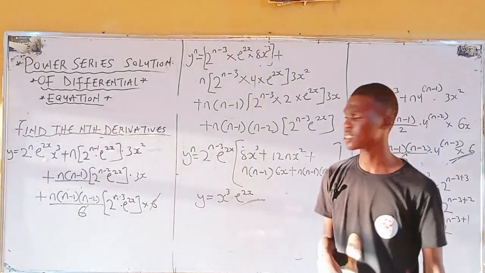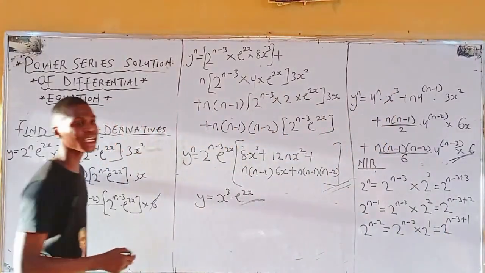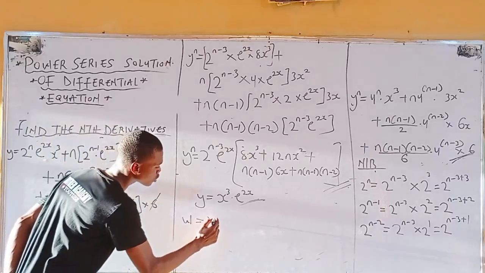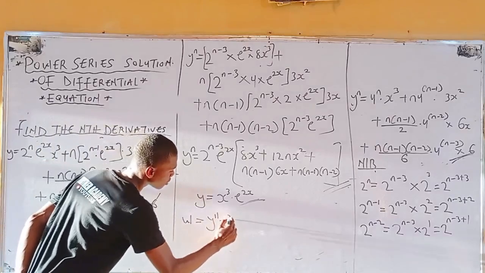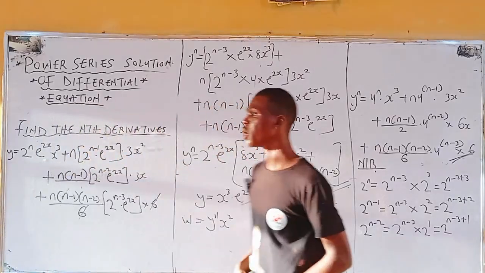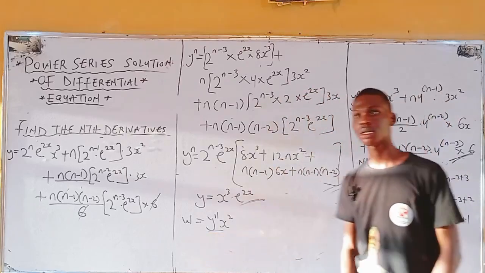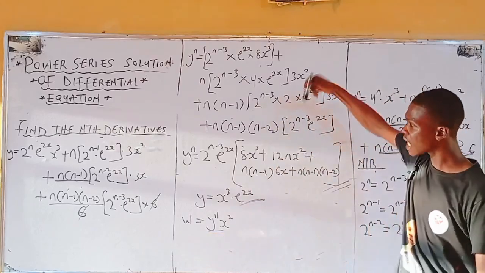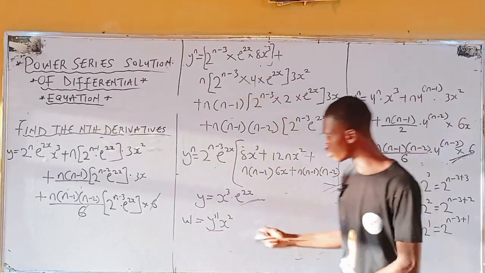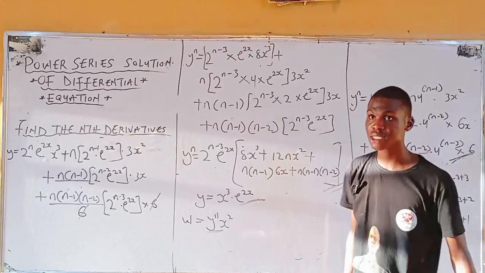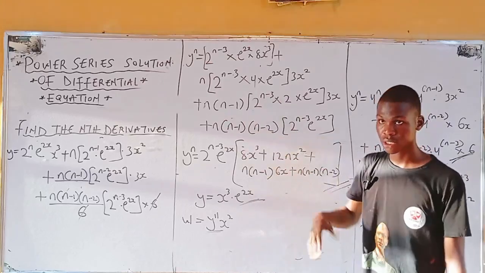But let's say you are given this. Say the question says find the nth derivative when W is equal to y raised to the power of this and s squared. The way you find the nth derivative of this particular question is going to be different from the first question. We said first thing first, write out the series solution, right?